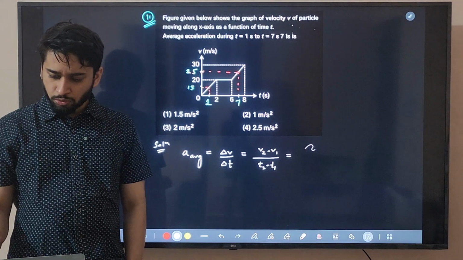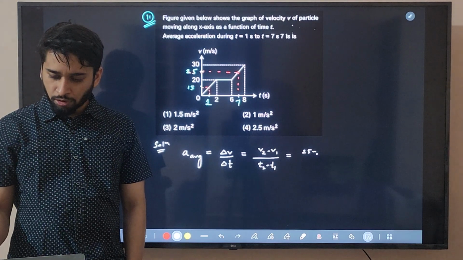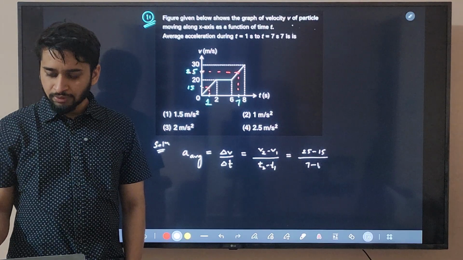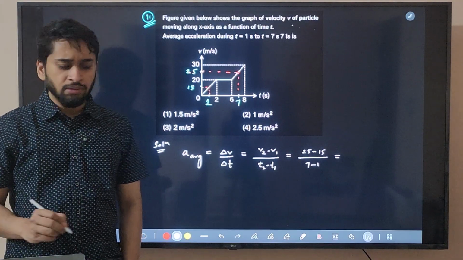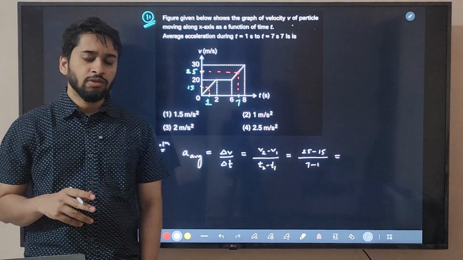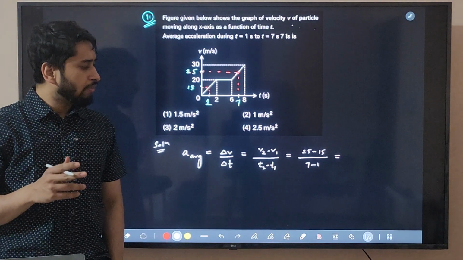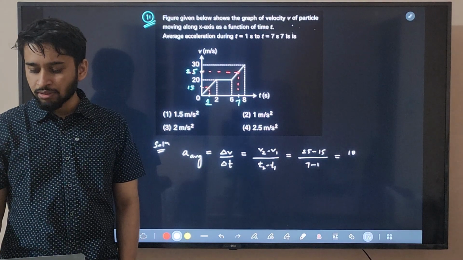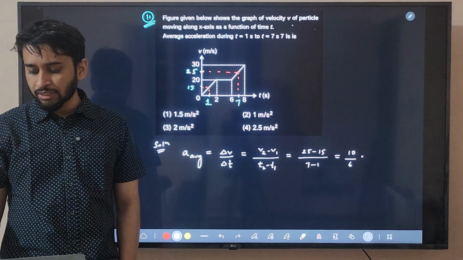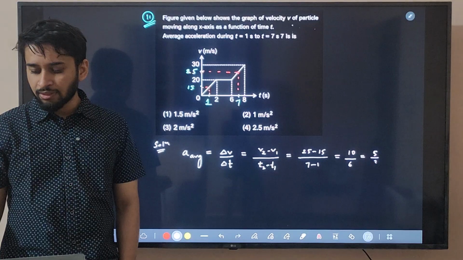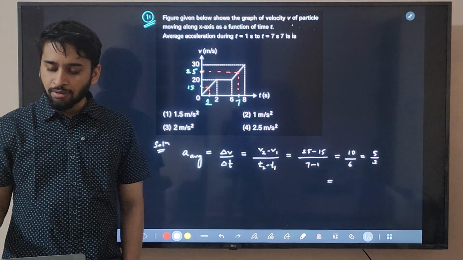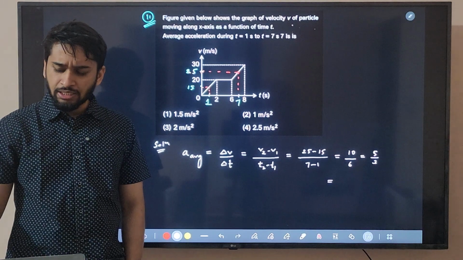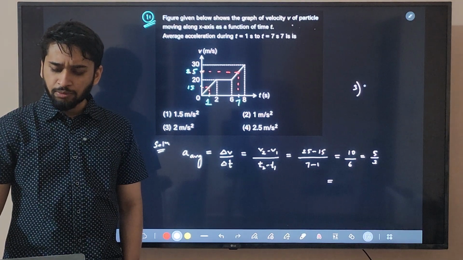Okay, let's do the work. Not much talking. 25 minus 15 by 7 minus 1. 7 minus 1 is 6. So how much will be 25 minus 15? It will be 10 by 6, which is 5 by 3. 5 by 3 will become 3 6s are 18, 3 1s are 3, you have to give, obviously.